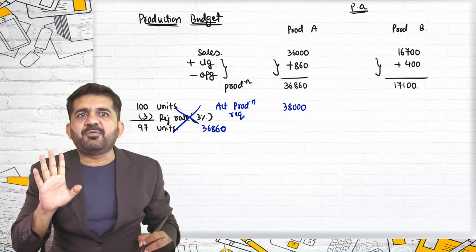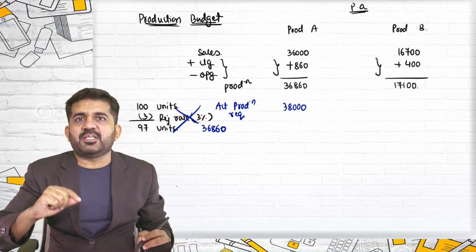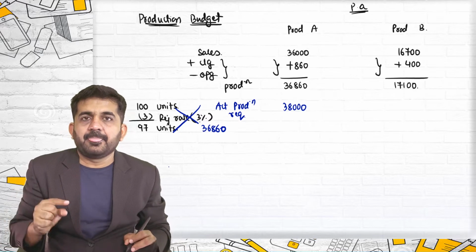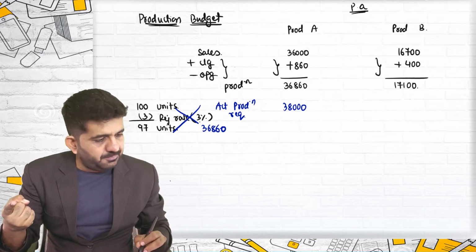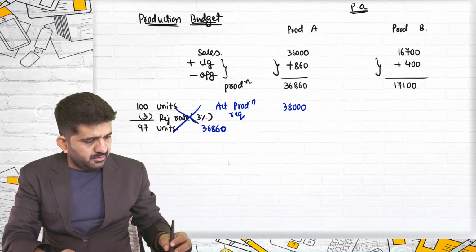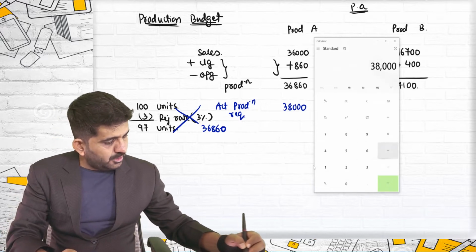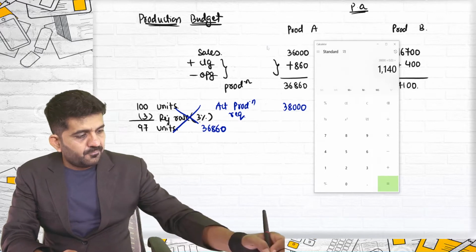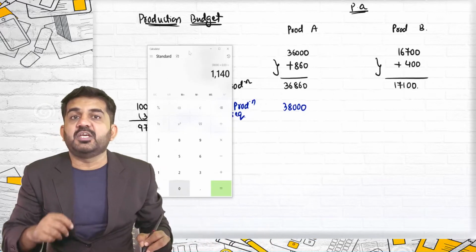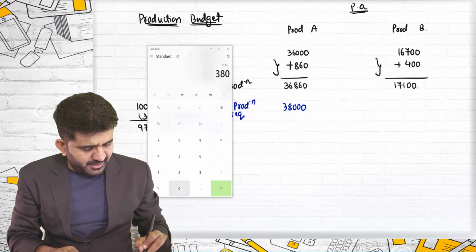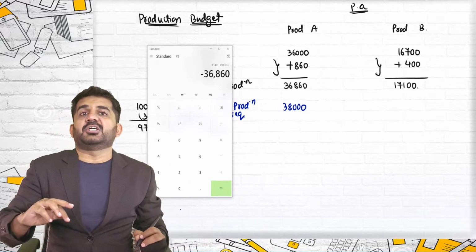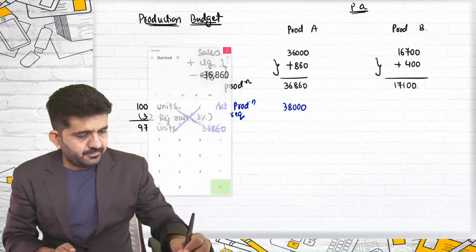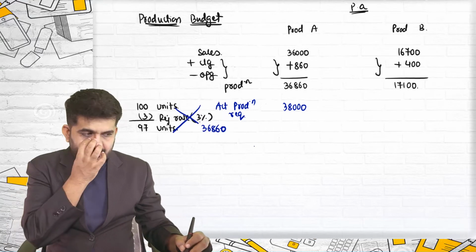Let us just verify. If I manufacture 38,000 units, I will be always losing 3%. So how much I will be losing? 38,000 into 3%, which is 1140. From 38,000, I will be losing 1140. So what actually I will be manufacturing is 36,860. So actual production required is 38,000.